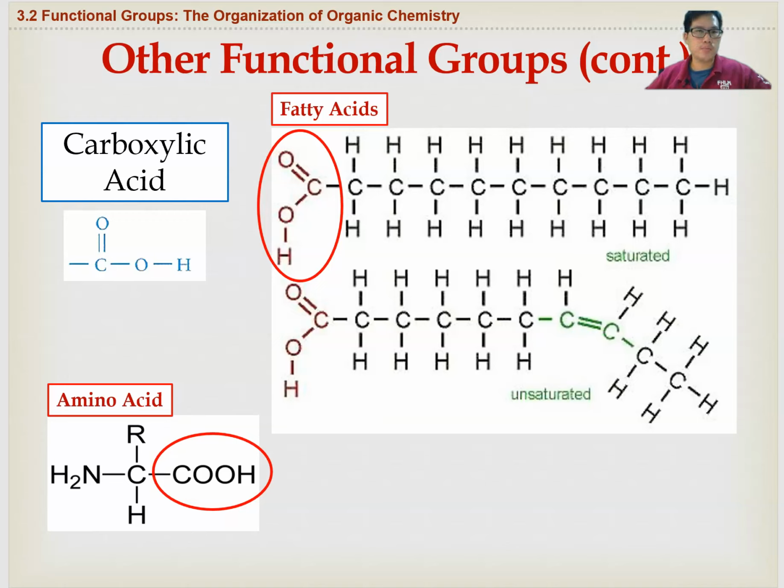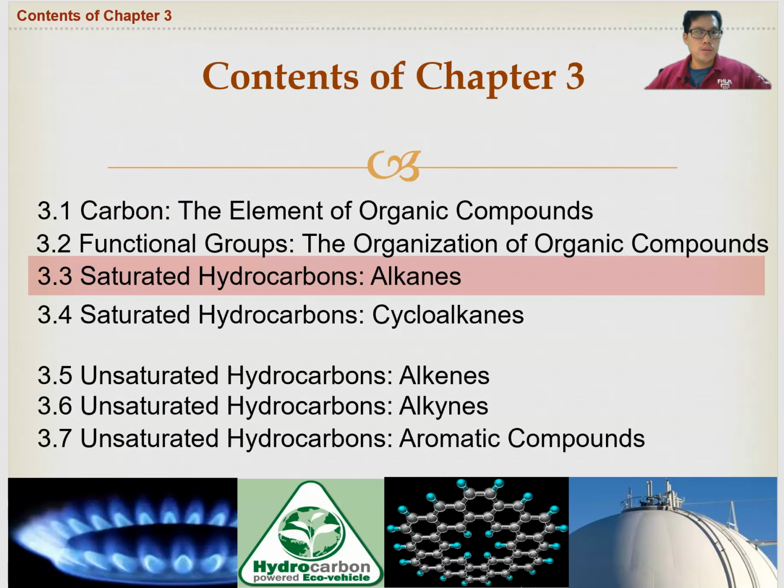The next section is, we're going to talk about alkanes. So for this chapter, as I mentioned, we're going to talk about the backbones of the compounds. It can be either alkanes, alkenes, alkynes, or aromatic compounds. But firstly, let's look at the alkanes.